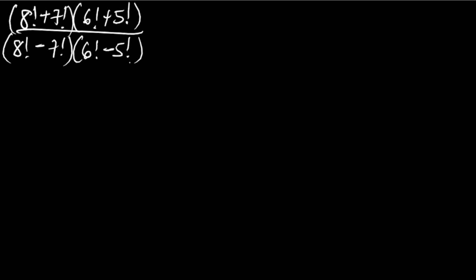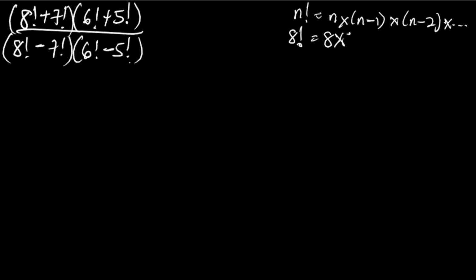So now looking at this, what do you think we can actually do? These are n factorials. We're talking about factorial, which can be n multiplied by n minus 1 multiplied by n minus 2 and so on and so forth. That is, if we have 8 factorial, it's more like saying we have 8 multiplied by 7 multiplied by 6 multiplied by 5 and so on and so forth.